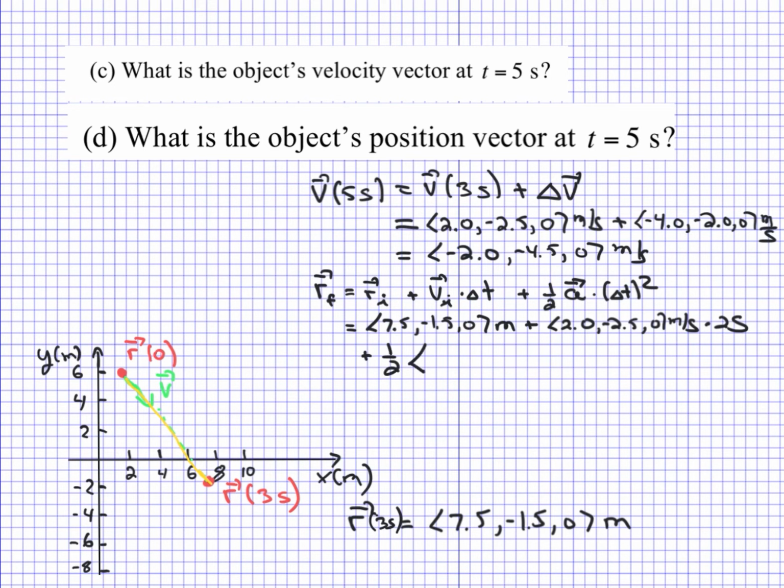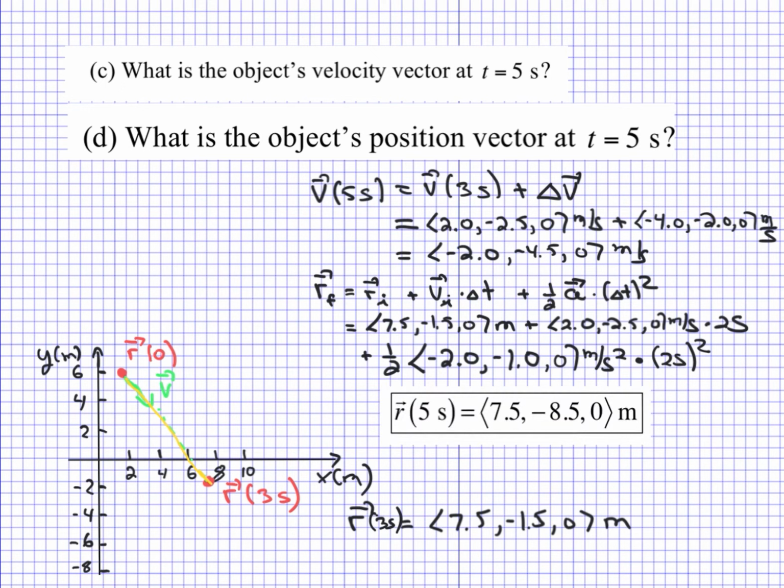The acceleration, we've said, you'll have to look back at the previous screen, but you'll have to trust me that the answer we found for the acceleration is minus 2.0, minus 1.0, 0, and the units are meters per second squared. Now, times the duration of the time interval squared. So this is times 2 seconds quantity squared. If you just do the math here, I'm not going to take the time to do it. You should work this out on your own.